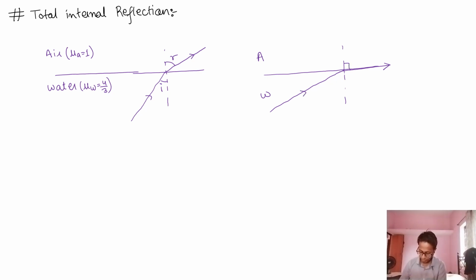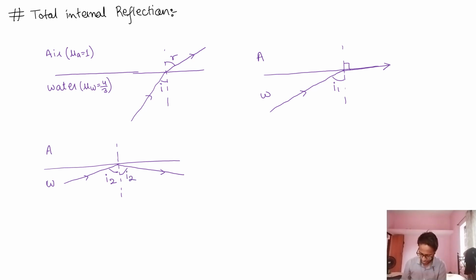Suppose I increase the angle much more. Suppose this is air, this is water, and after this angle, this is angle I1. Suppose I increase the angle some more. Let's say I2. What will happen to this refracted ray? The refracted ray would bounce back to the water surface itself and follow the law of reflection. So out here I2 is the angle of incidence, I2 is the angle of reflection.